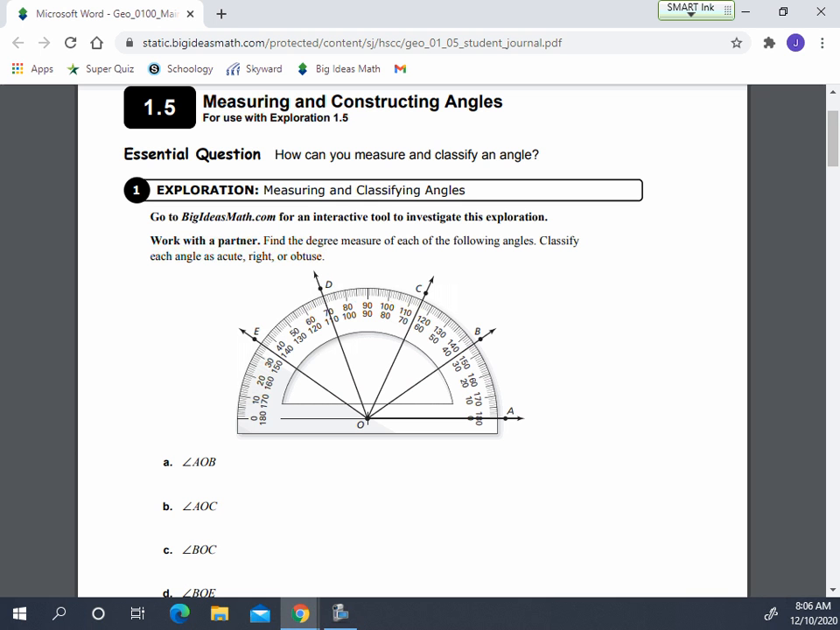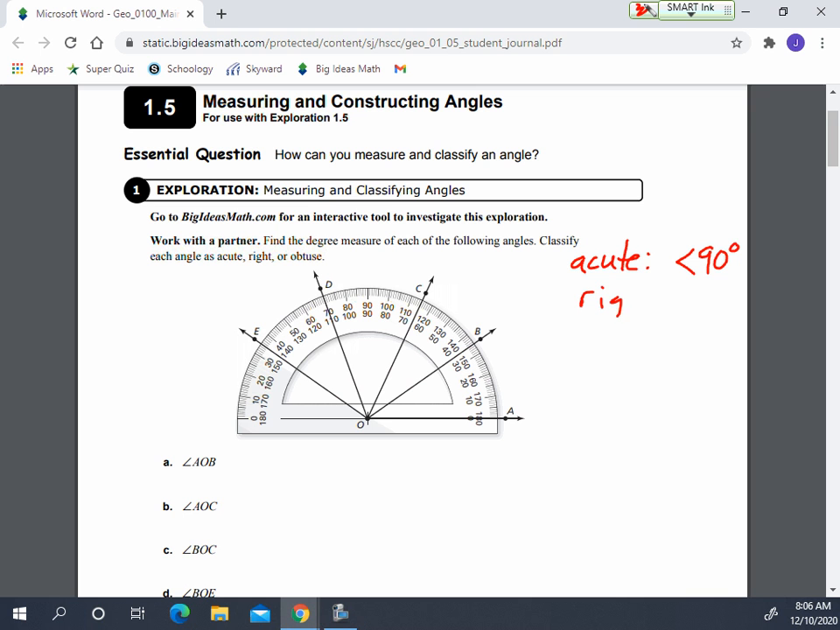So in this first exploration, we have to find the degree measure of each of the following angles and then classify the angles as acute, right, or obtuse. Well, let's come up with those definitions first. An acute angle is less than 90 degrees. Okay, that's the definition of an acute angle. It has a measurement less than 90 degrees.